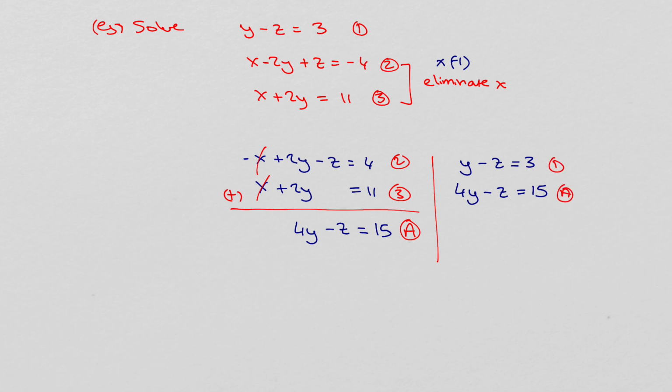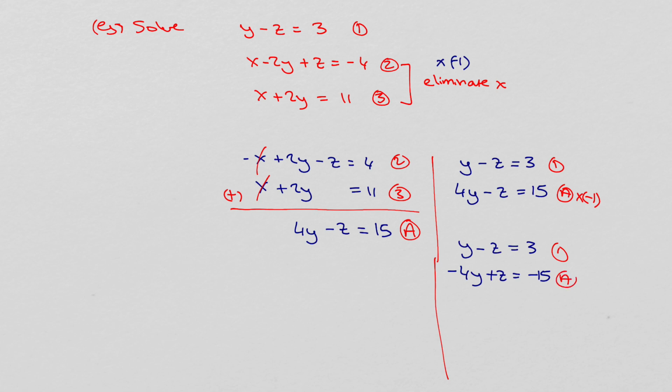Do I want to eliminate y or do I want to eliminate z? Z is clearly the obvious one to eliminate because the coefficients are already the same, but the signs are the same. So that means I need to multiply one of my equations by -1. So I'm going to take the equation A and multiply it by -1. So that gives me y minus z equals 3, minus 4y plus z equals -15.